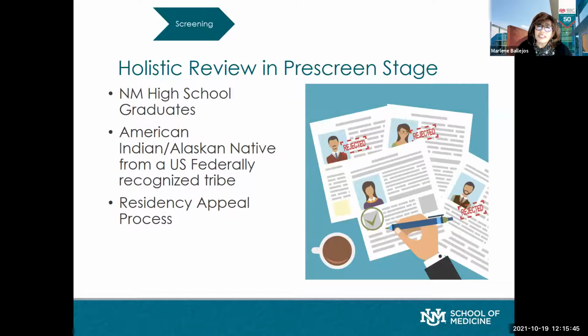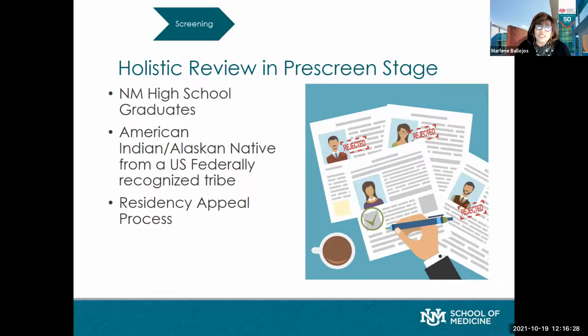And then in the screening process, one of the things that we do is, since we're a state-funded public institution, we have to take New Mexico residents, but we do allow New Mexico high school graduates who have gone to school, either undergraduate or graduate school out of state, to be considered for admissions as well. So as long as they graduated from New Mexico high school. And then in an effort to cast a broader net for our underrepresented in medicine groups, we also consider American Indian, Alaskan Natives who are from a U.S. federally recognized tribe. So this allows us to expand our consideration of this certain population.